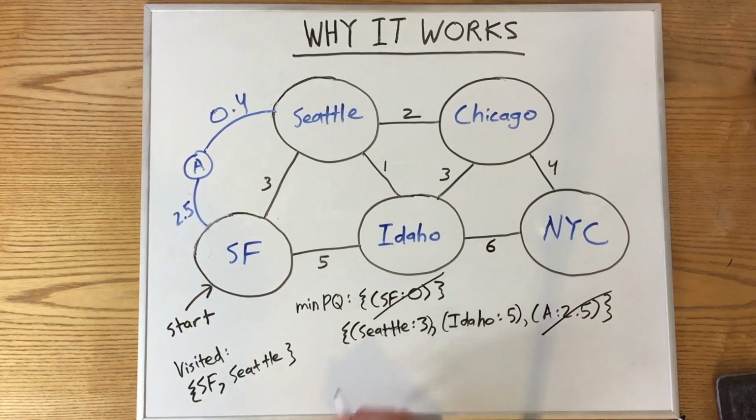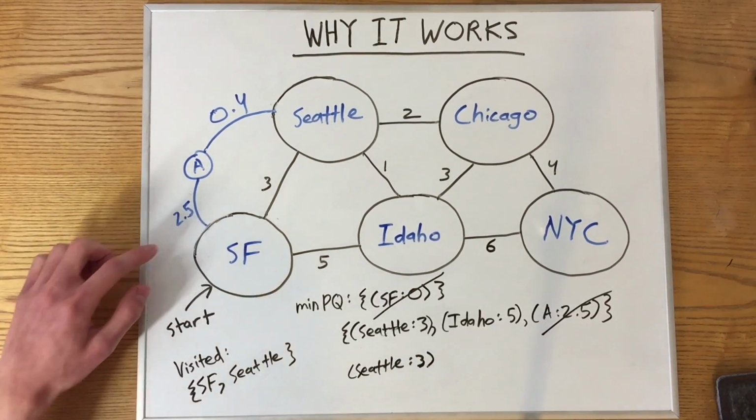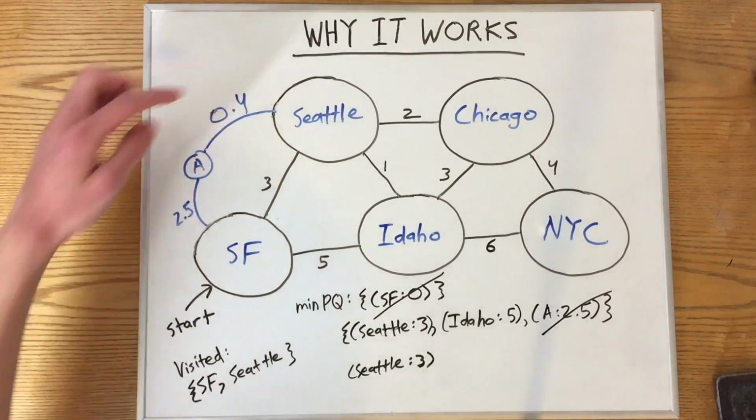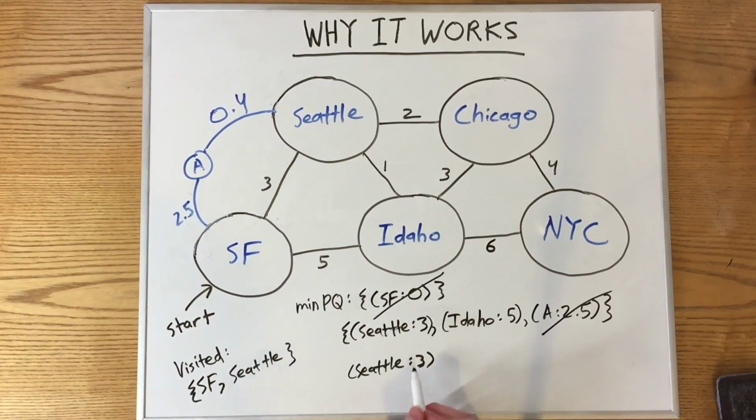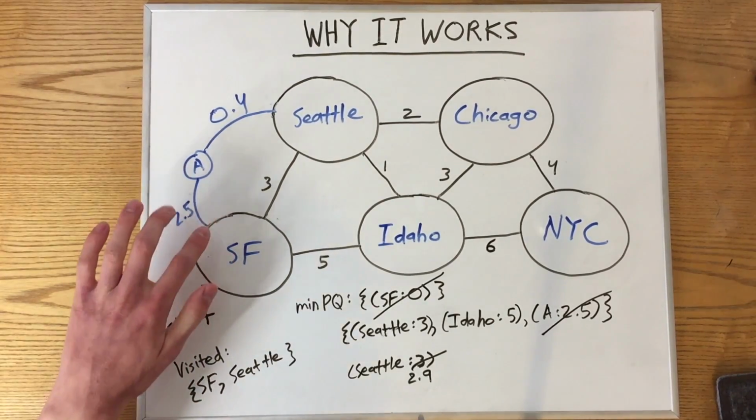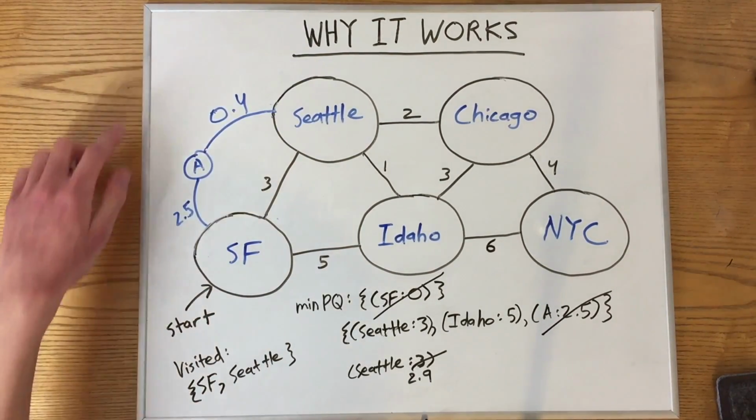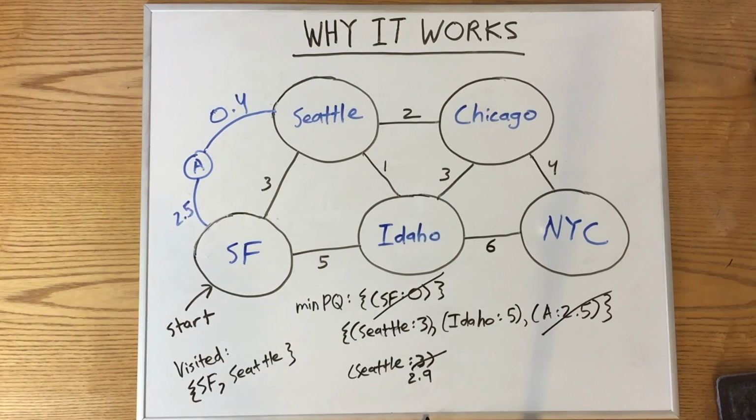So in this case, for our next step, Seattle would still be in our min PQ. It would have a value of 3. But now we found a new path, which has a value of 2.5 over here, 0.4 over here, total 2.9, which is shorter than 3. So we update the priority of the shortest path that we know that goes to Seattle in our minimum priority queue. So the only time that there would possibly be a shorter path than this direct path from SF to Seattle is if this other path has a total cost of less than 3.